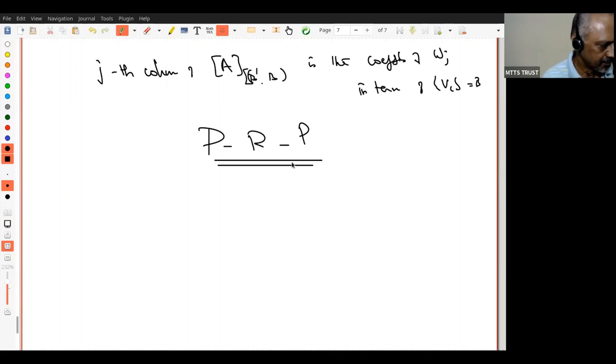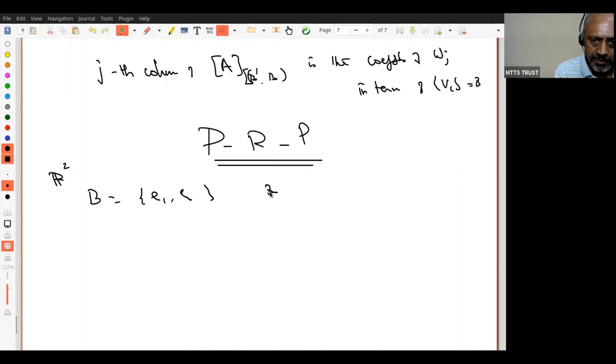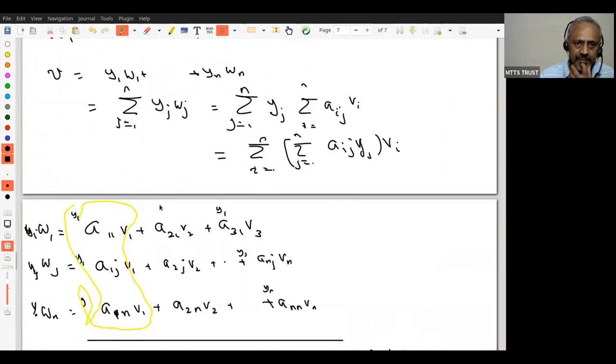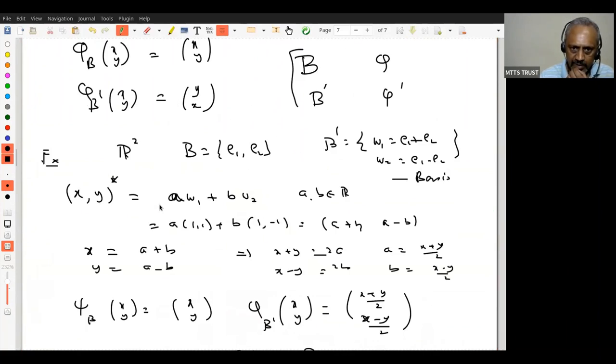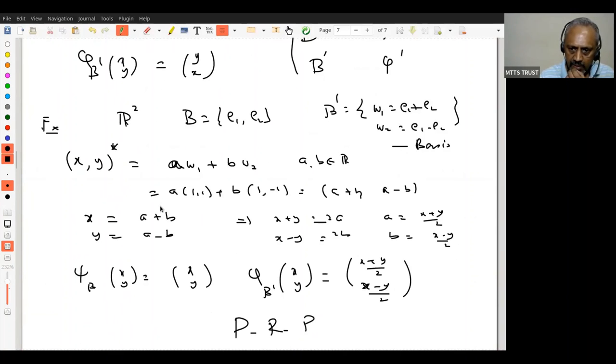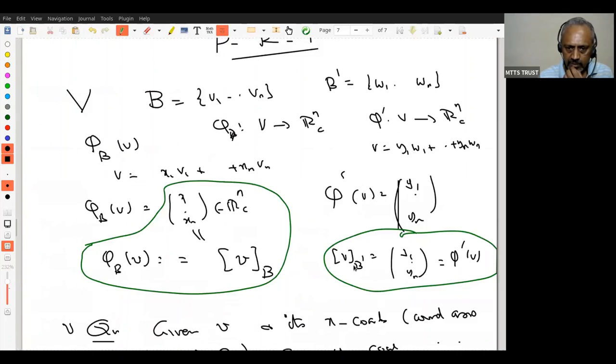Don't lose heart. So let us test it. Let's look at one of the examples where our B was R2, B was e1, e2, and B dash was, let us say, e1 plus e2 and e1 minus e2. Then we found that (x, y) has coordinates (x plus y)/2 and (x minus y)/2. That is your coordinate in B dash.